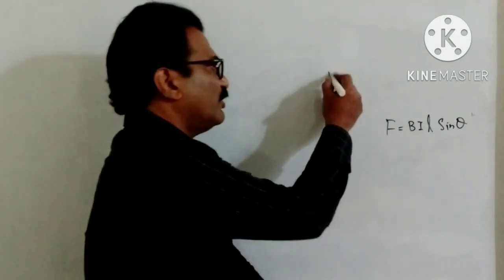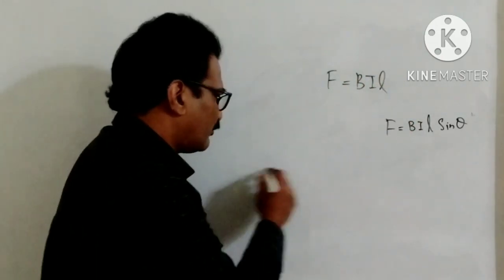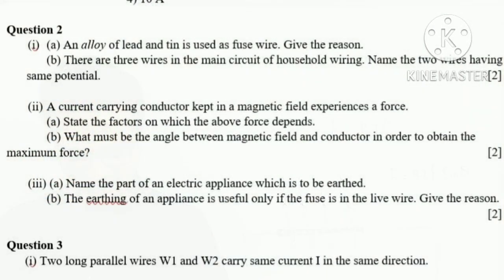Earlier we said F is equal to BIL, considering that the angle is 90 degree. Field is like this. Next question. What is that?